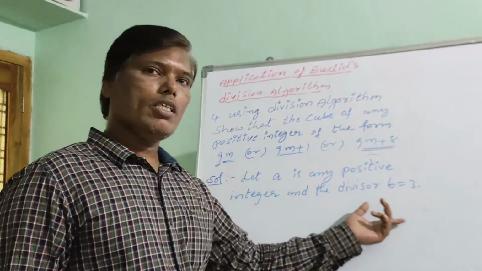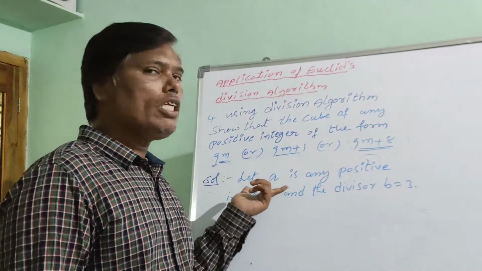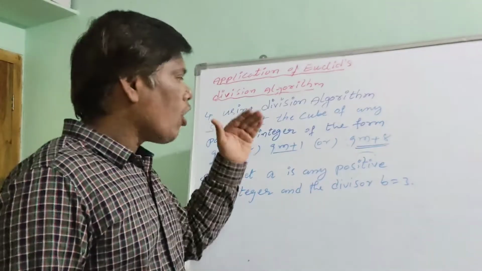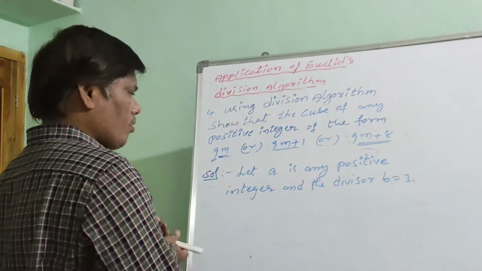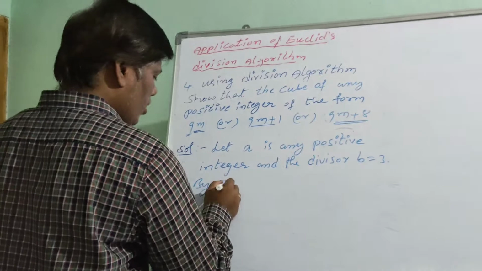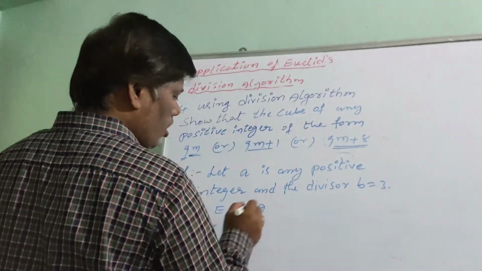Even though you choose the divisor 3, you can express the cube of any positive integer in the form of 9m or 9m plus 1 or 9m plus 8. How do we do this? Let us check. Now apply Euclid's division algorithm. By Euclid's division algorithm.